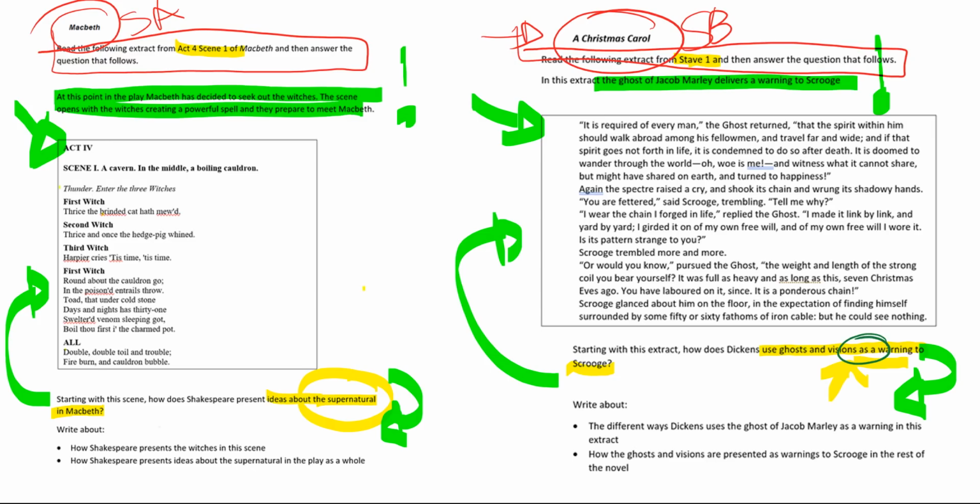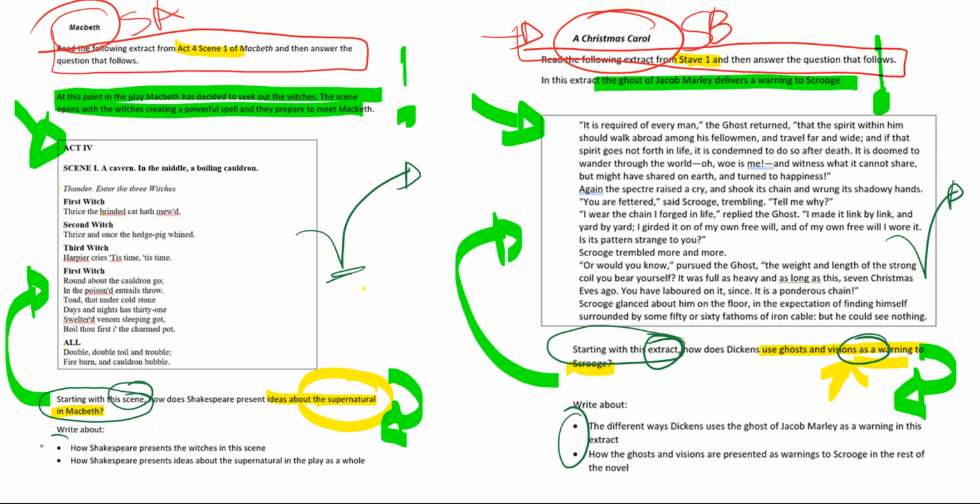Okay, notice that both of the questions say starting with. So the examiner does not want you to just write about that scene or that extract. It's starting with. So you use the extract as a starting point, a springboard to the rest of the play. Okay, we use the extract as a springboard to the rest of the novel. You'll understand that a little bit more as we go through.